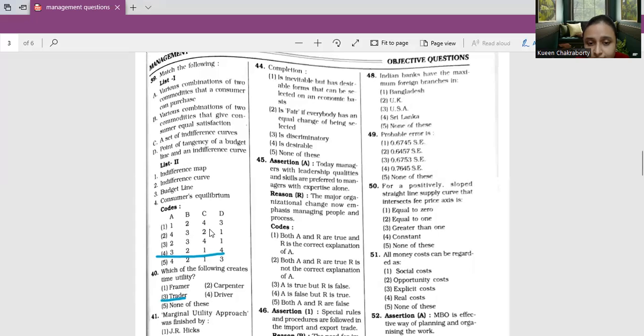Why? Because fairness ensures that everyone has an equal chance of getting selected, that is, everyone has equal opportunity without any bias. That is the basic element of competition. So accordingly, I will say option number 2 is the correct answer, which is fair if everybody has an equal chance of being selected.